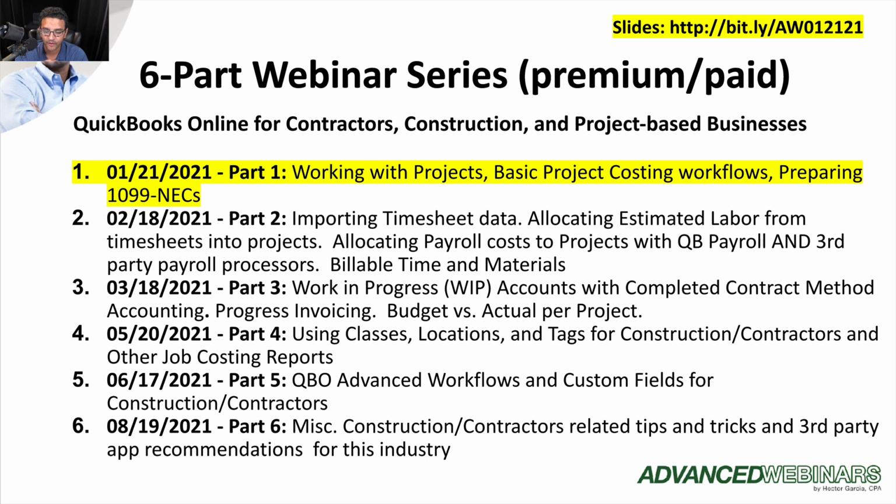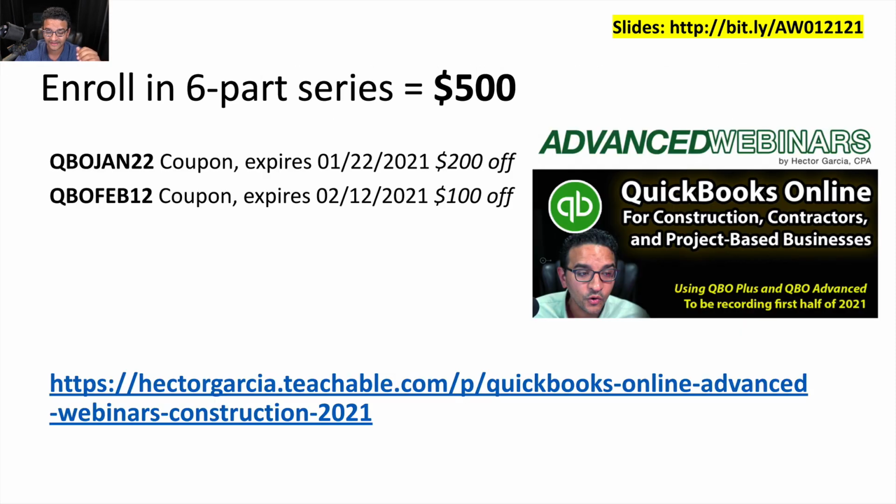Then we're going to be covering QuickBooks Online advanced workflows in June. We'll be talking about some custom fields, some things that we can do with the advanced editions that will get us closer to, let's call it, a decent accounting system for contractors. And then part 6, we'll leave it open for miscellaneous. We'll see kind of as the webinar progresses. We might bring a major third-party app like Notify or Builder Trend or something like that to fill in the gaps of whatever we just couldn't cover in the series, because QuickBooks Online is basically not a great product for construction and contractors.